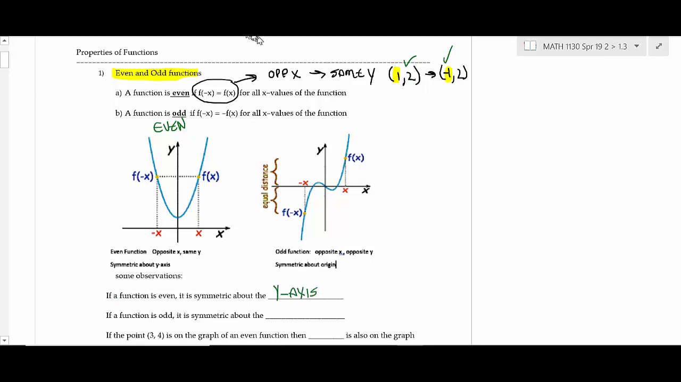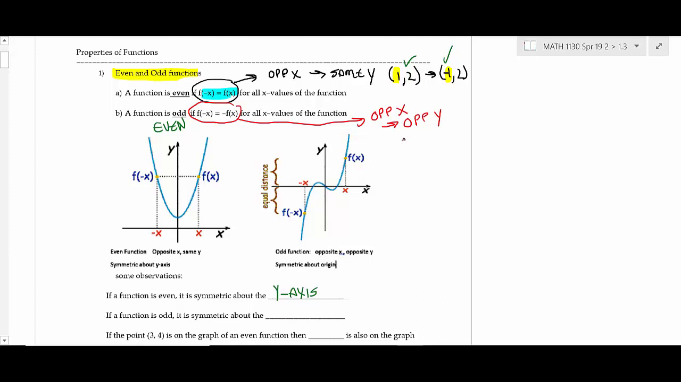Okay, so you want to know what this statement says. In words, it just says opposite x gives you back the same function value. And a function's odd if this holds. What this means is when you see f of negative x, that means if you have an opposite x, well, what happens to the function value? There's a negative f of x, so that means that's going to give you an opposite y.